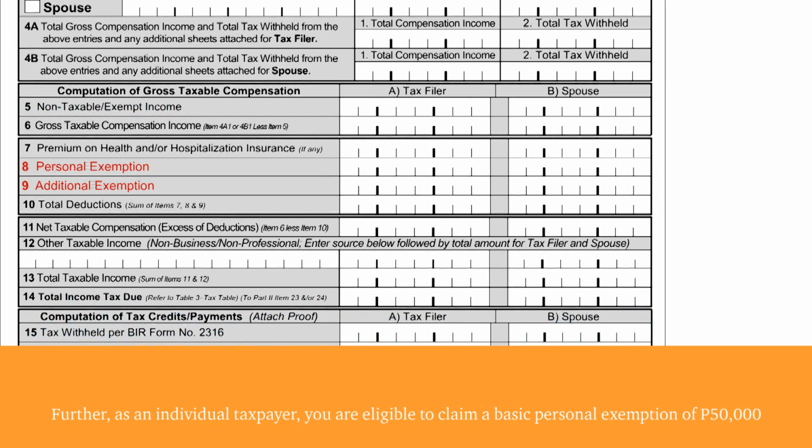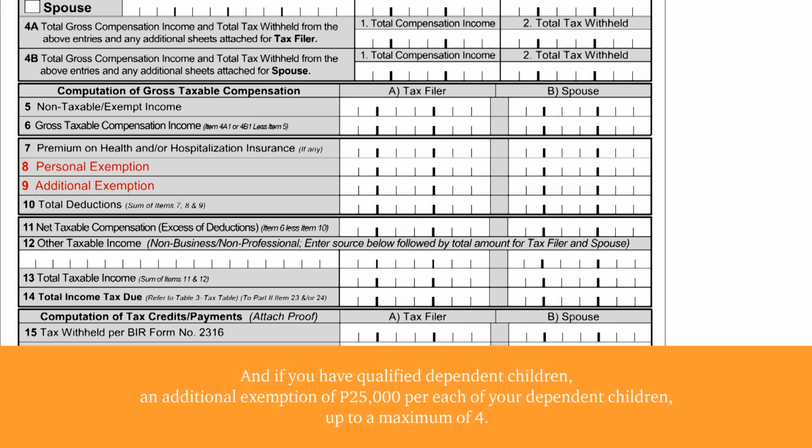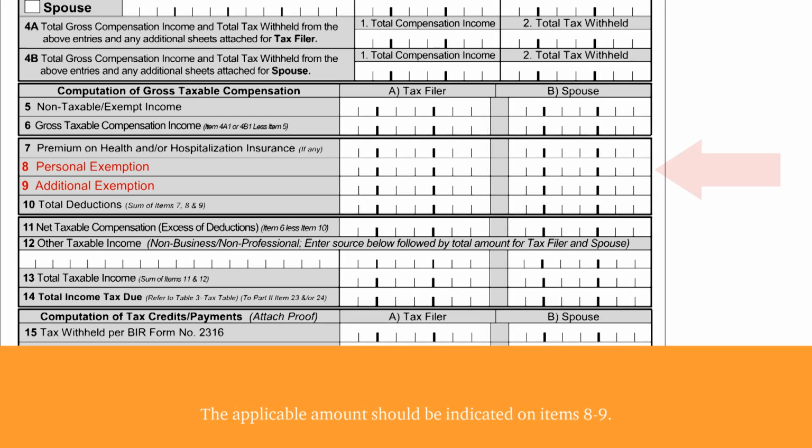Further, as an individual taxpayer, you are eligible to claim a basic personal exemption of 50,000 pesos. And if you have qualified dependent children, an additional exemption of 25,000 pesos for each of your dependent children, up to a maximum of 4. The applicable amount should be indicated on items 8 to 9.